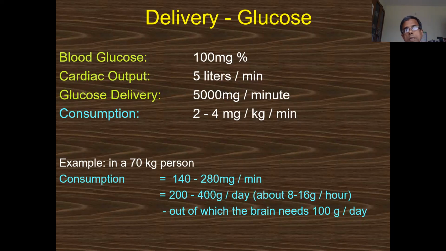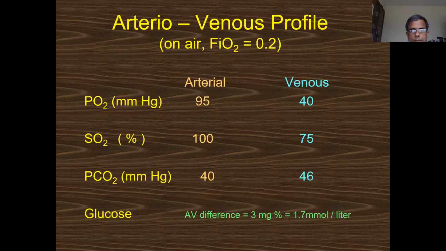So in a way, oxygen is a critical component which will be affected when the cardiac output reaches a critical level. And the brain is very sensitive to hypoxia. And hypoxic brain damage is irreversible. The brain, of course, needs glucose, but there's a little more glucose buffer than oxygen buffer in the blood. Comparing the arterial and venous, PO2 is 95 and 40, SO2 saturation 100 and 75, PCO2 is 40 and 46. Glucose difference is around 3 to 4 milligrams %. Just to compare the two sides of the circulation.